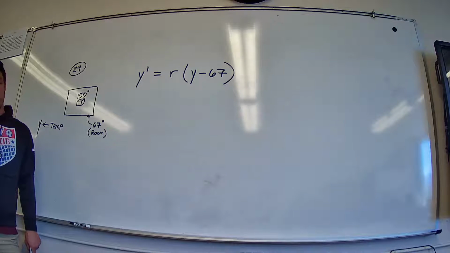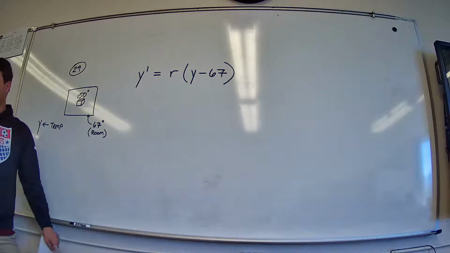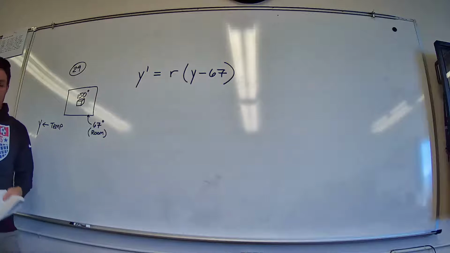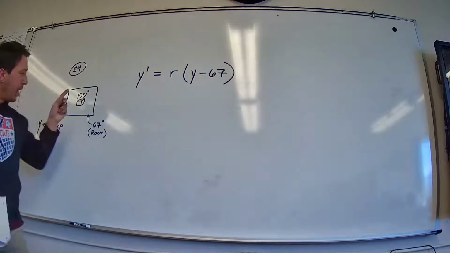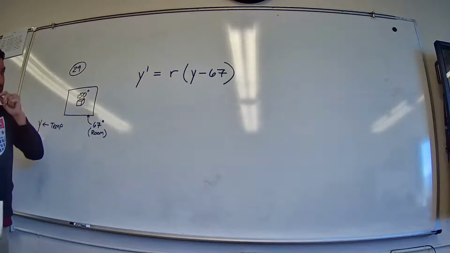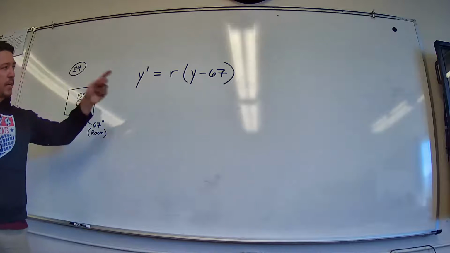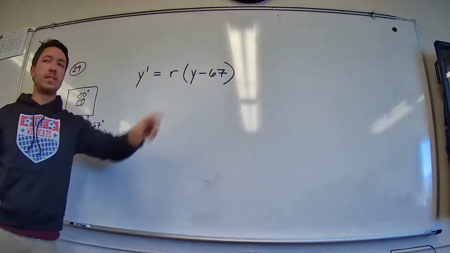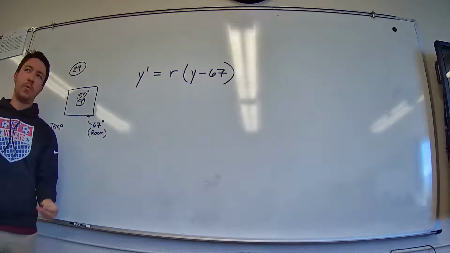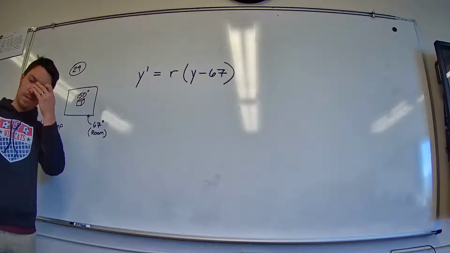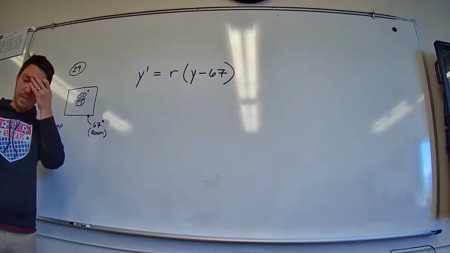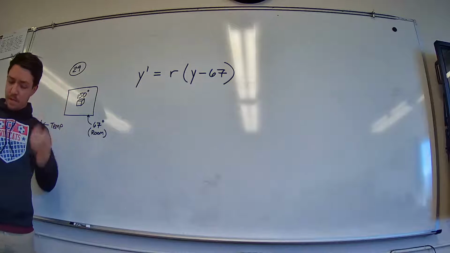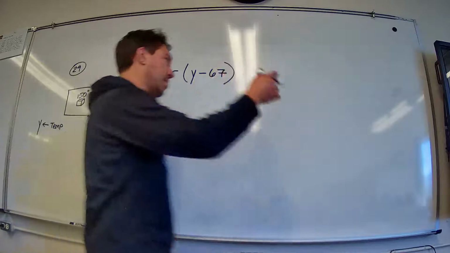Now, that doesn't look too easy, right? It's sufficiently complicated looking. Do something really simple though. Right now, when y is 150, what are we seeing? y prime is r times (150 minus 67). But what's the block doing right now? It's cooling off. So what kind of number is r? Negative. It's negative.